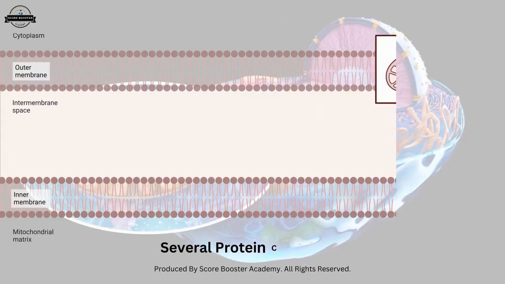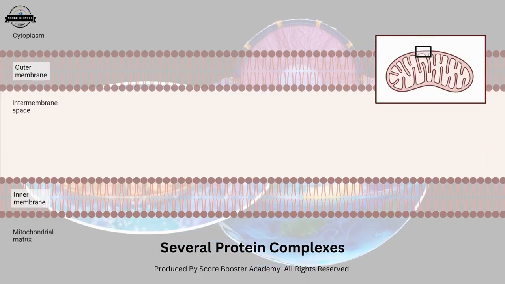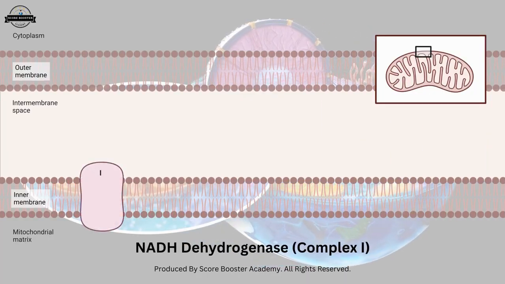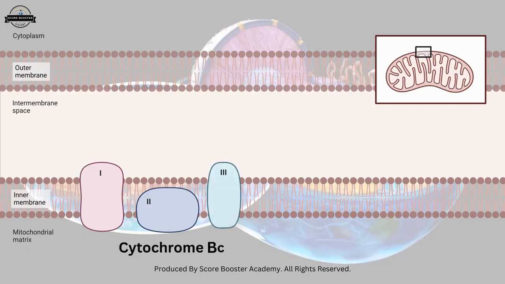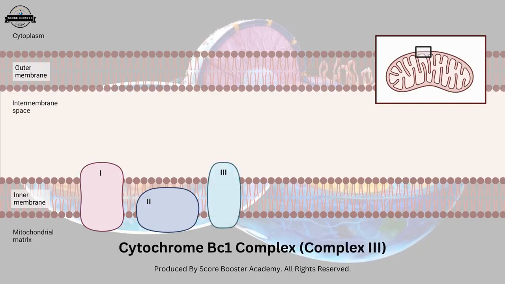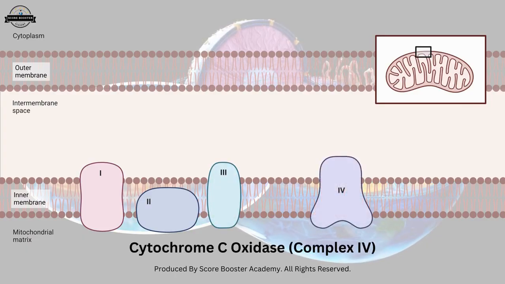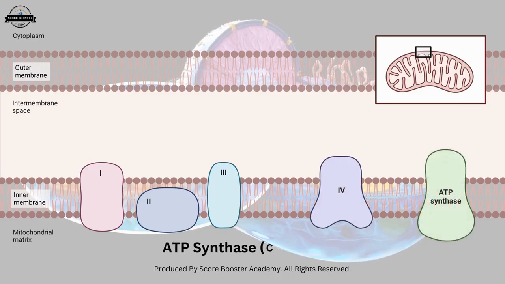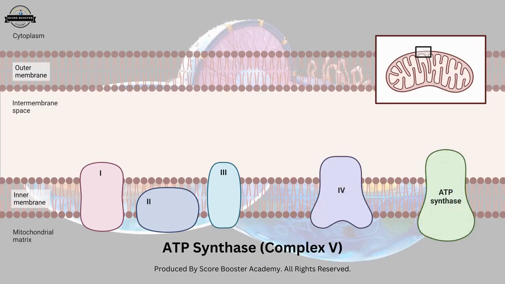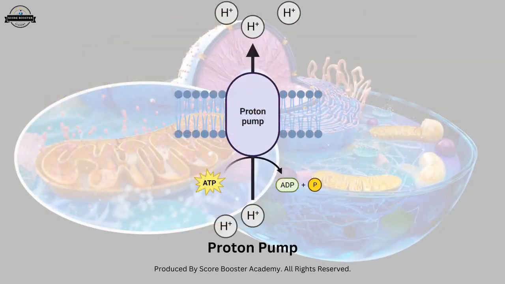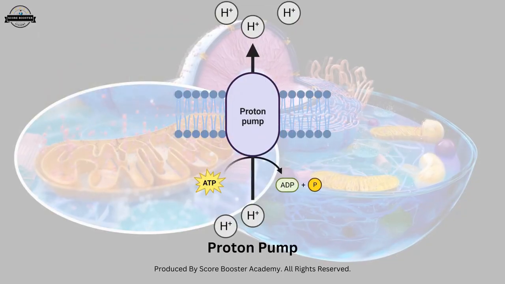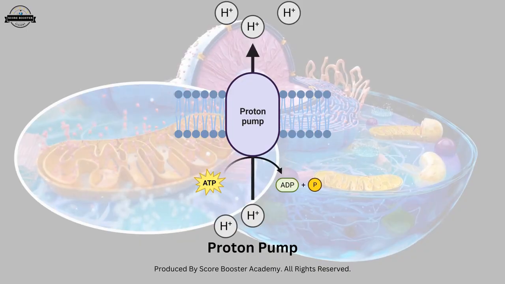These complexes include NADH dehydrogenase or complex 1, succinate dehydrogenase or complex 2, cytochrome BC1 complex or complex 3, cytochrome C oxidase or complex 4, and ATP synthase or complex 5. These complexes work together to transfer electrons and pump protons, creating an electrochemical gradient that drives ATP synthesis.